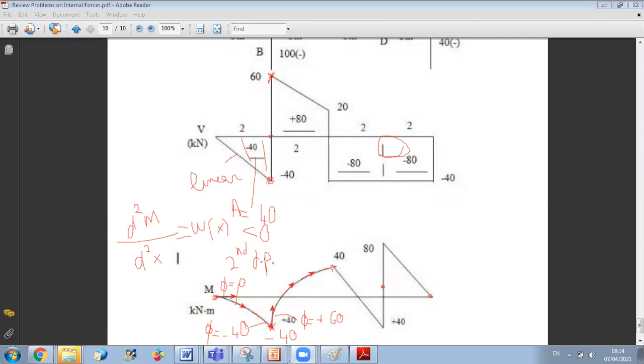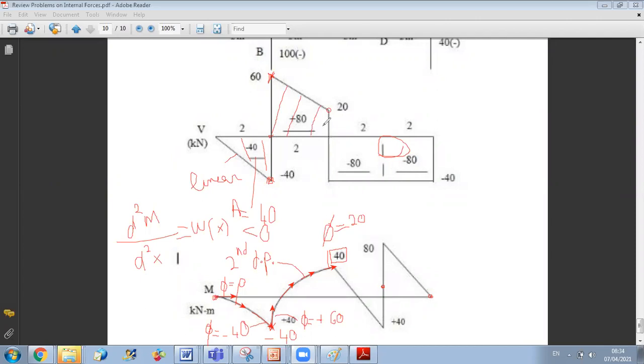Now, at this point, the slope will be equal to the value of shear here. The value of shear here is 20. So you can just put here that it's also a second degree parabola, and the slope here is equal to the value of shear, which is 20. Now, in order to know the value of bending moment here, all you have to do is say that the delta M from this point to this one is equal to the area under this graph.